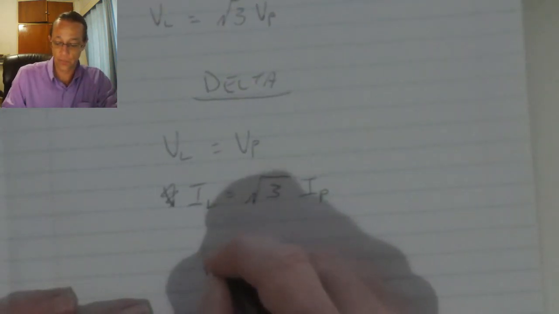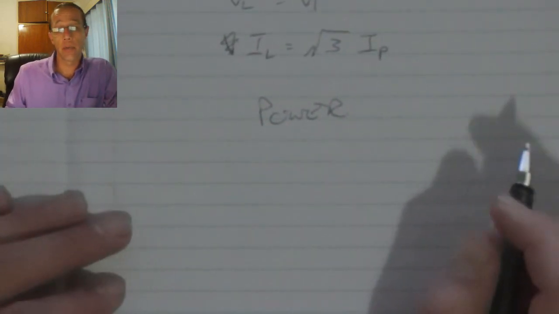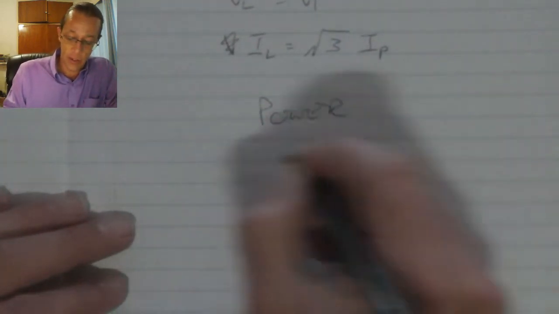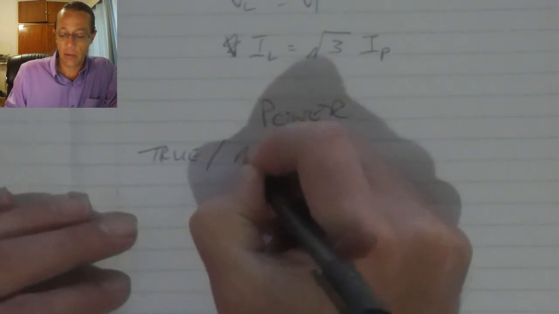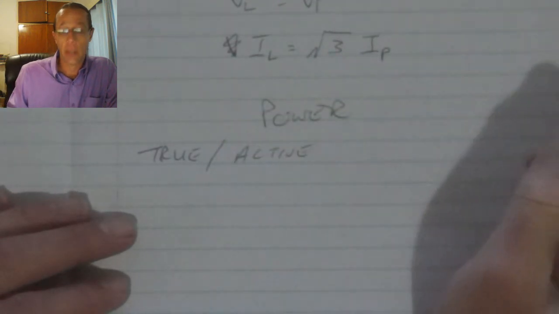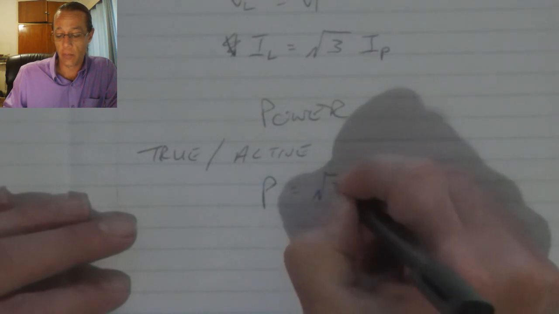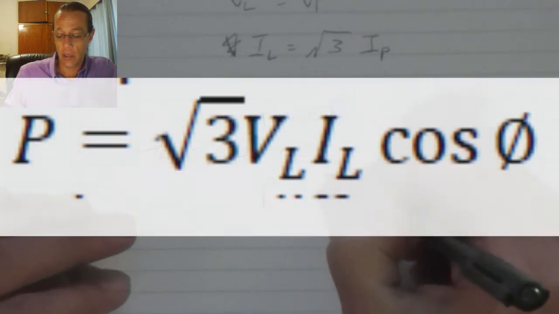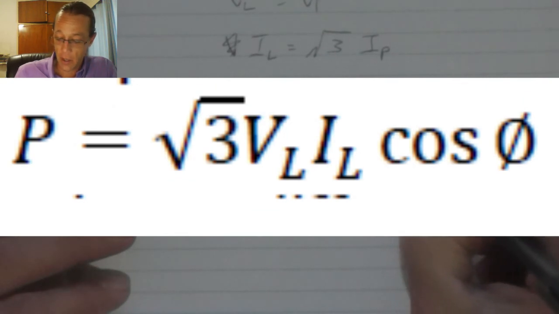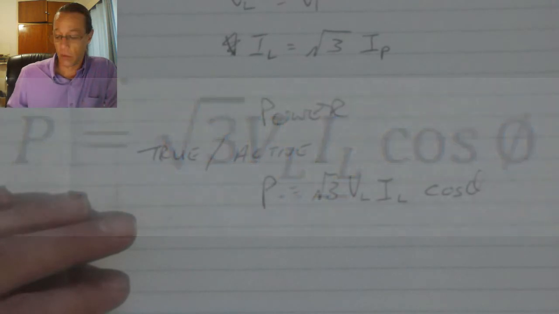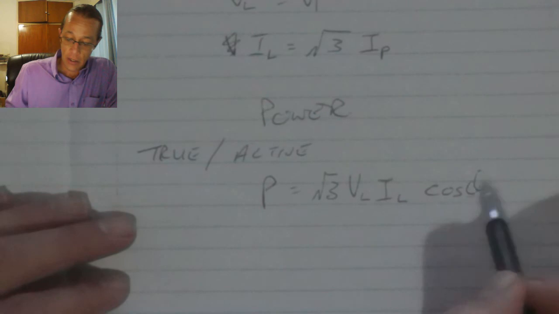When it comes to power, in 3-phase systems we've got 3 types of power. First type of power is the true power, also called the active power, and we calculate that as P equals the square root of 3 multiplied by the line voltage and the line current multiplied by the power factor of the circuit, or the cosine of the angle between the voltage and the current.